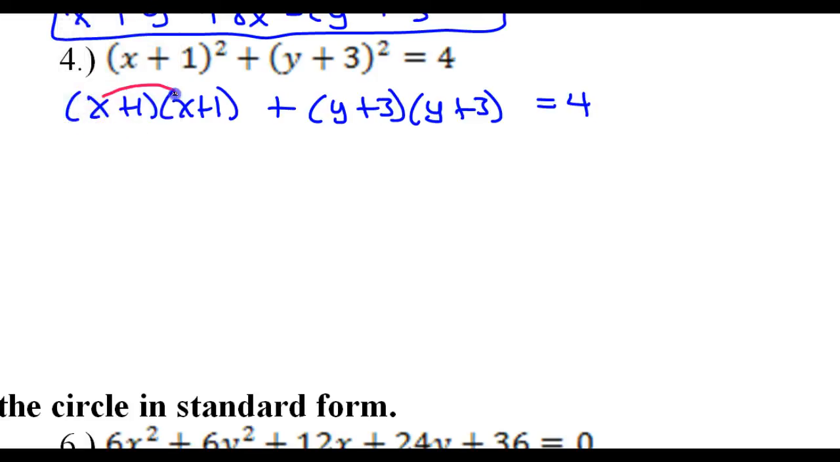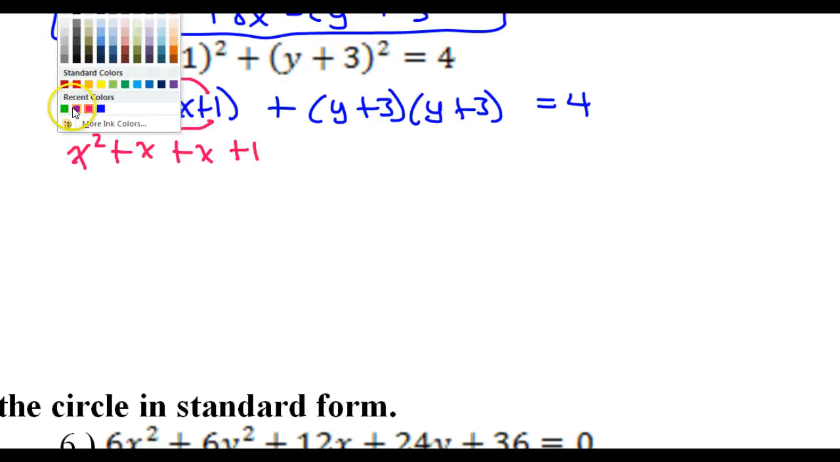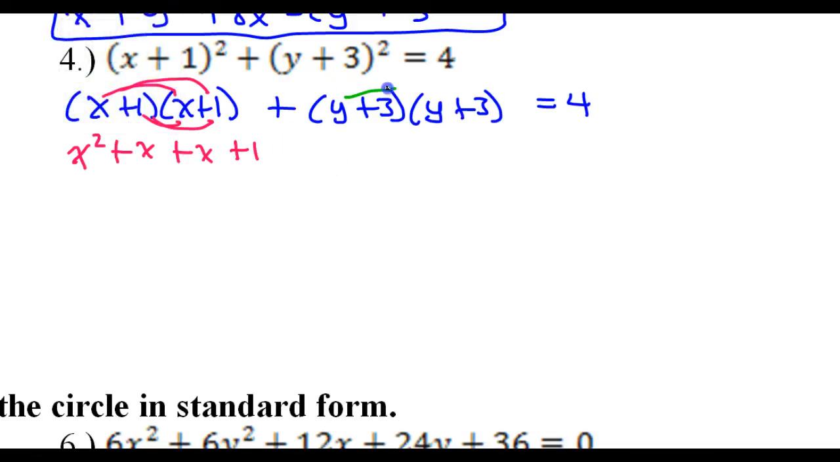So doing the double distributive property here, I'm going to have x squared plus x, and then distribute the 1, so that's plus x plus 1. And then I'm going to double distribute again, so I've got plus y squared plus 3y. All right, distribute the 3 now, so that's another 3y plus 9. And that's equal to 4.